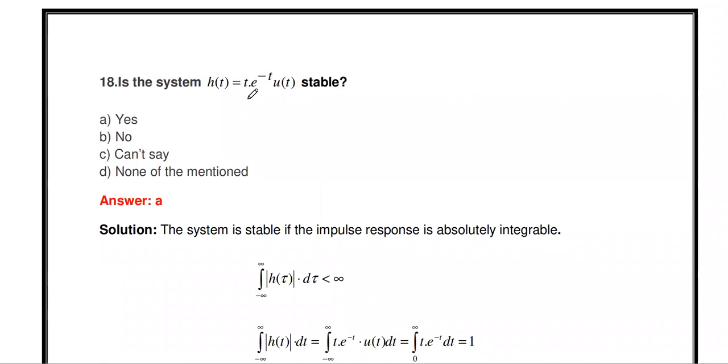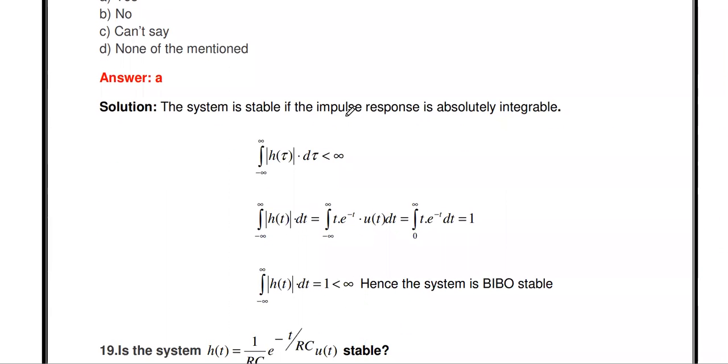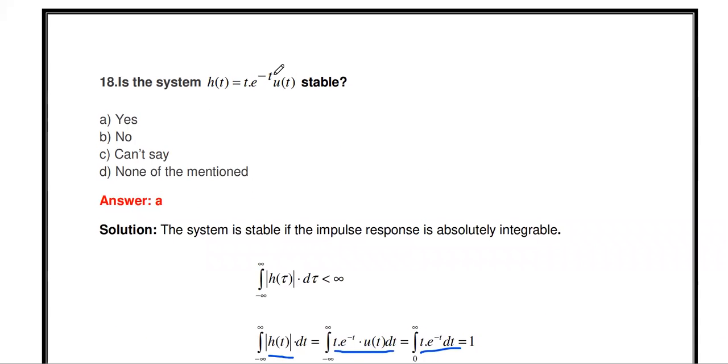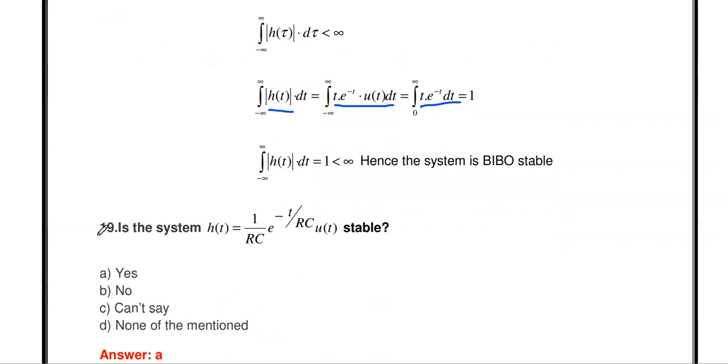One more question: is the system h of t equal to t into e power minus t u of t stable or not? In the same way we verify it. Instead of h of t, we substitute t into e power minus t u of t, and u of t means the integration limit is reduced to 0 to infinity. Then we integrate t into e power minus t using the integration by parts method: integral u dv equals uv minus integral v du. Solving this integration, we get the answer 1, which is finite. So the system is stable, since the integration of h of t dt is 1. So this system t into e power minus t u of t is also a stable system.